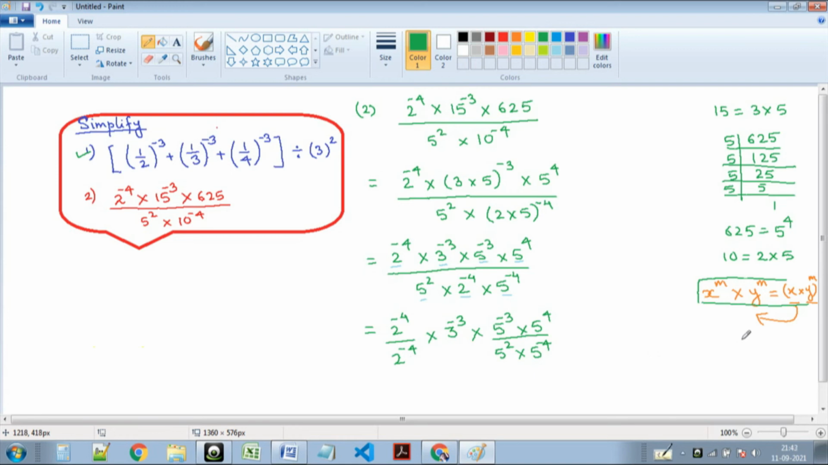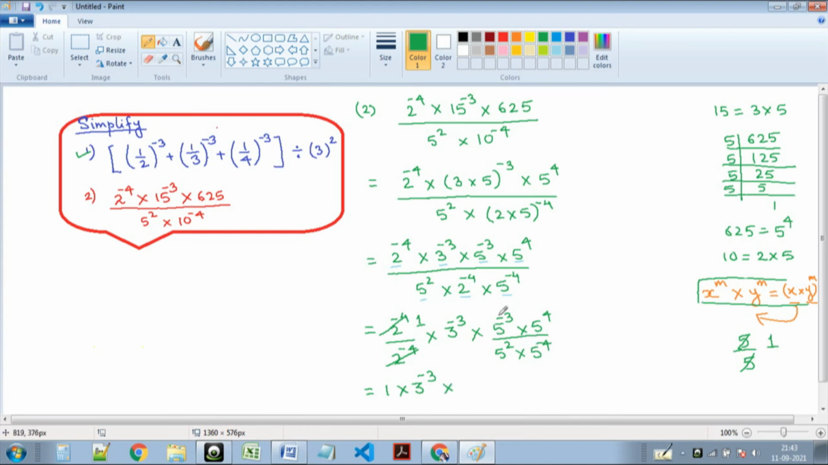Now after this, whenever we have similar numbers in the numerator and the denominator, just suppose I have 5 upon 5, I can cancel them and write 1. In the same way, you can see that in the first term, the numerator and denominator are the same. So I can cancel them together and write 1 instead of them. So here we write 1 cross. This 3 will remain alone, 3 to the power minus 3 cross.